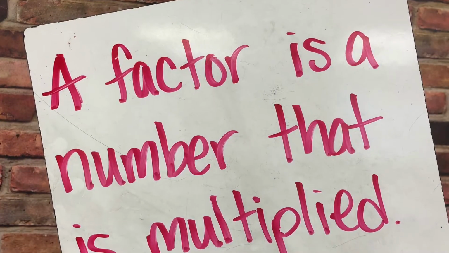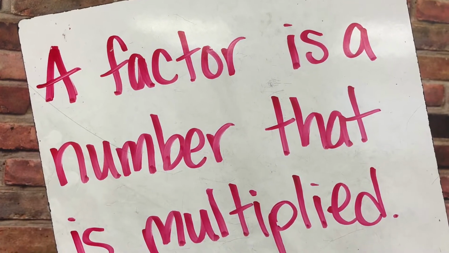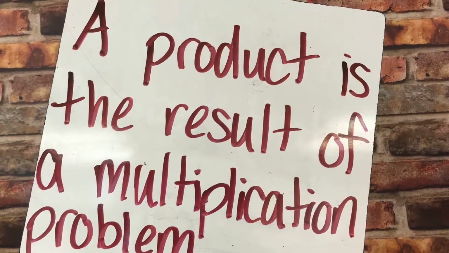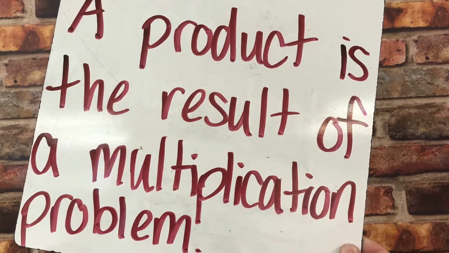Before we get into factor pairs and multiples, there are a couple keywords that you should know. One is a factor. So what is a factor? A factor is a number that is multiplied. Another good keyword to know before we get started today is product. What is a product? A product is the result of a multiplication problem.